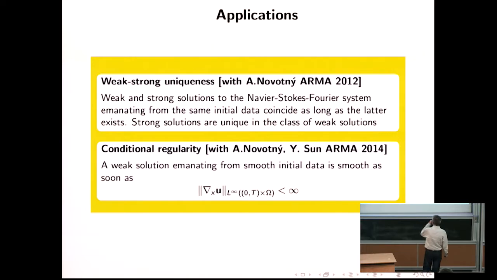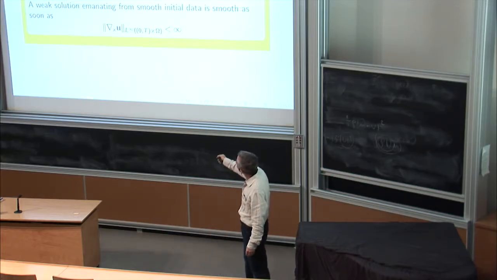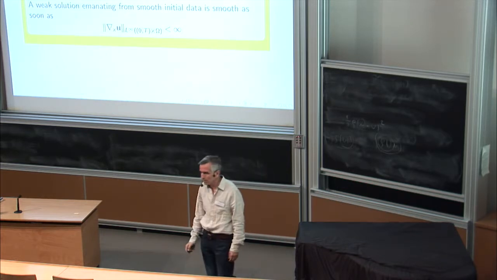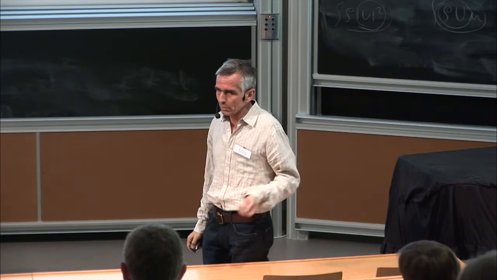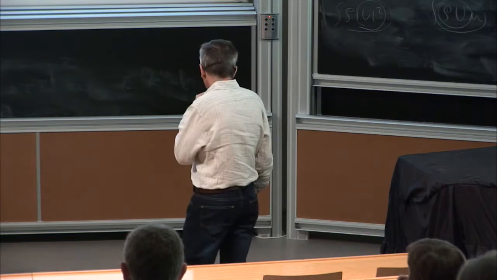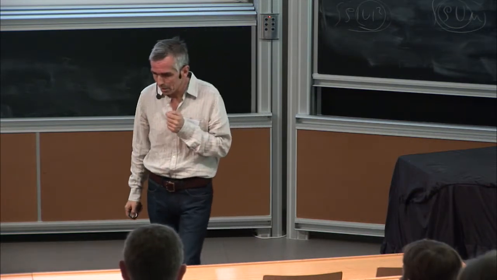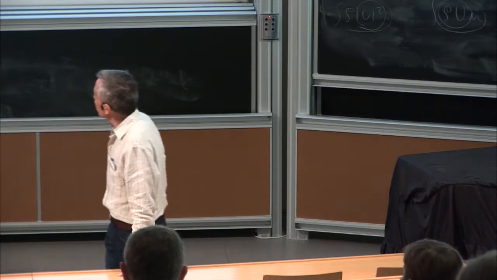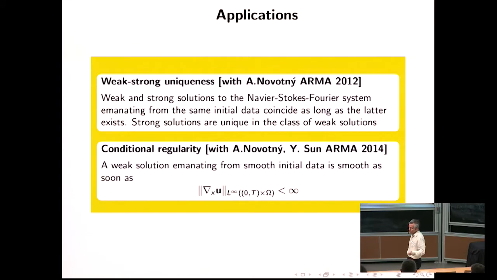Okay, so the first one I already mentioned, it's a joint result with Antonin, and this is the so-called weak-strong uniqueness property. So you take a weak solution of the problem, in the sense of the first slide, with energy inequality, with entropy inequality satisfied in a weak sense, and with the total energy balance. And you may ask what happens if you start with smooth data, and you take the weak solution and at the same time the strong solution.